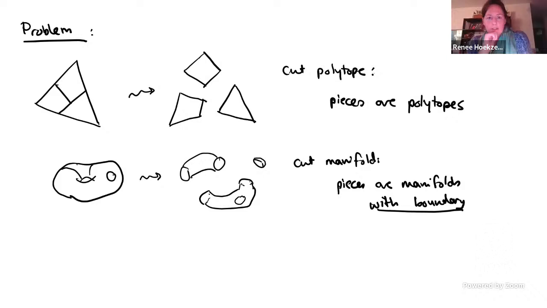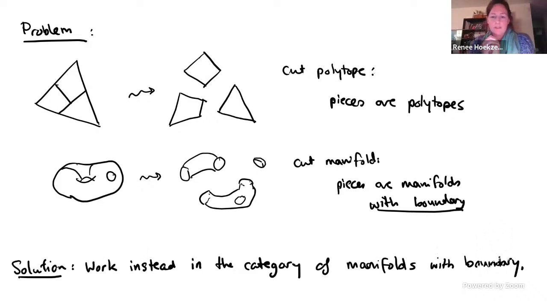So the first problem that we ran into is that, well, when we cut a polytope, as in SK-congruence, then the pieces are naturally polytopes. Whereas if I cut a manifold, then the pieces are manifolds with boundary. And K-theory is really about building things from smaller things, but all the things have to be in the same category, otherwise you get into trouble. So the solution is to work instead in the category of manifolds with boundary, and this is really necessary in order to do this.